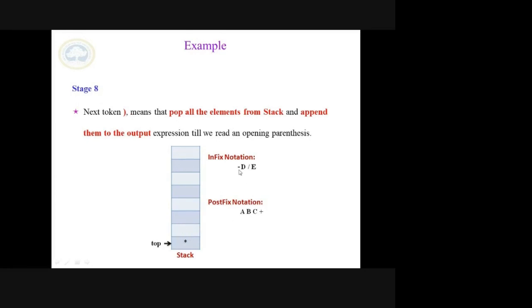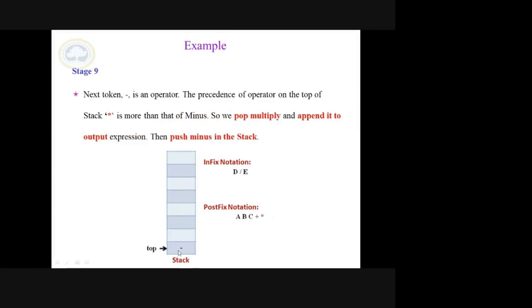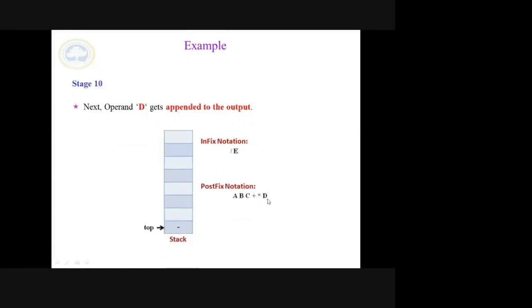And now minus comes. When minus comes, I have to insert it in the stack, but I already have a higher priority operator inside the stack than minus. If it is lower priority, I don't care, I'll just push it inside the stack. But if the one in the stack is higher priority, the star will be taken out and minus will be pushed in. So star is taken out, minus is pushed in. Now D comes. D goes into the postfix expression. Now slash comes. When I push this slash, minus has a lower priority than the slash.